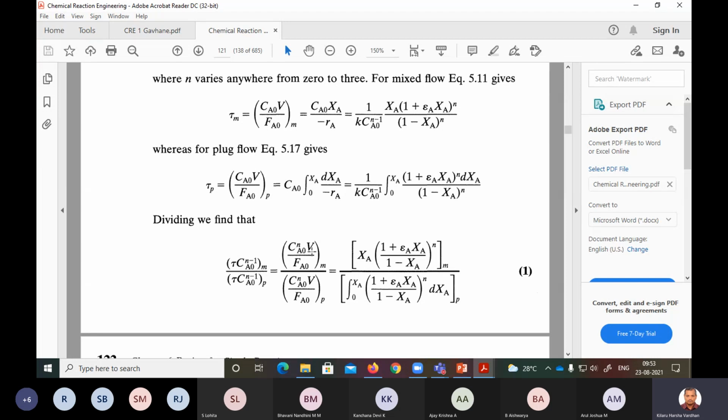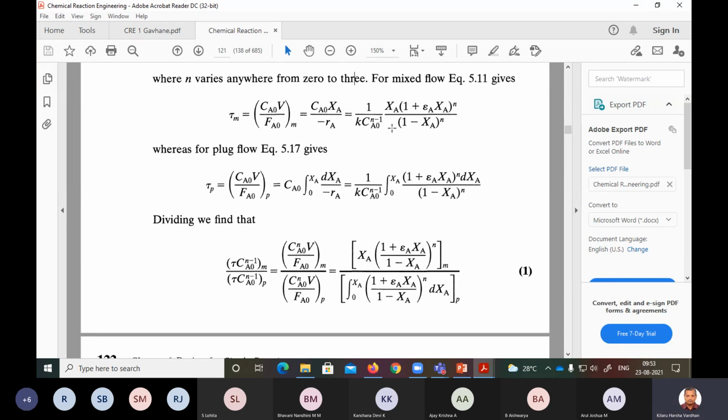That is nothing but you can write these two also, one over the other. CA naught power n V divided by FA naught M, CA naught power n V by FA naught P. So don't try to strike out these two, right? Because this is the flow rate for M and this is the flow rate for P. If both are the same, then you can strike out, right? But unless otherwise it is mentioned, don't strike out.